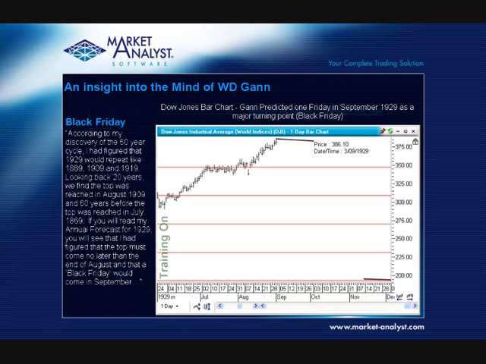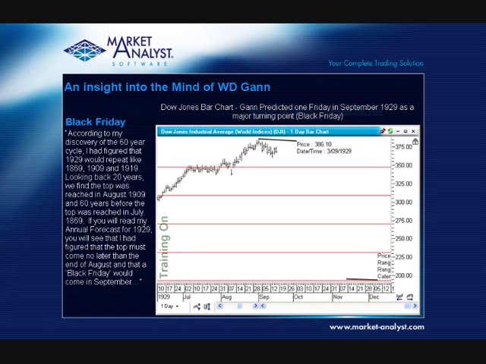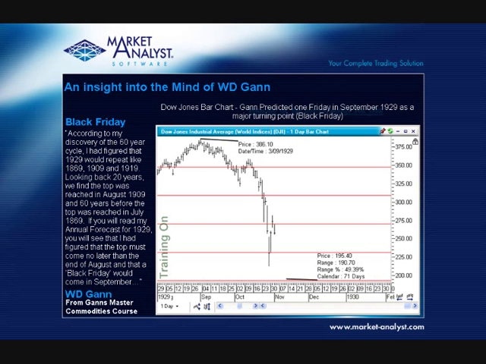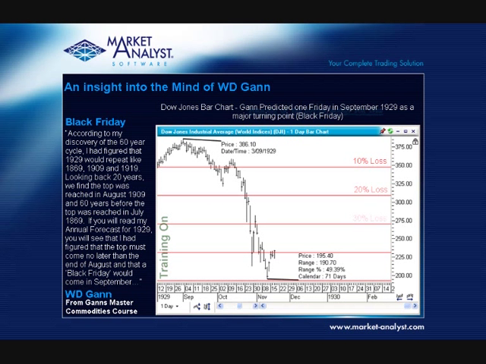Gann also discovered that markets regularly make tops and bottoms on seasonal times of the year, solstices and equinoxes, and on anniversaries of previous tops and bottoms.